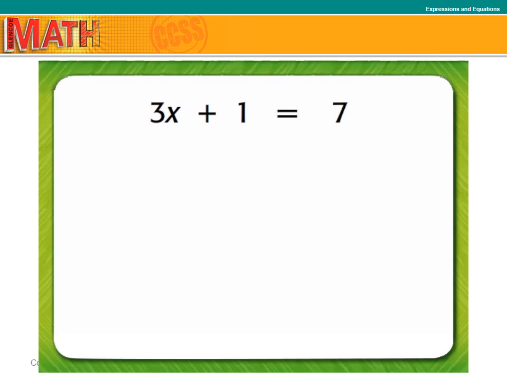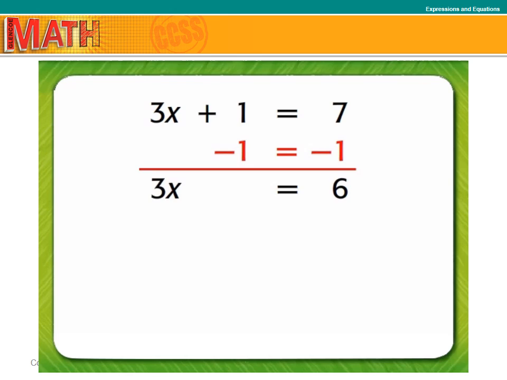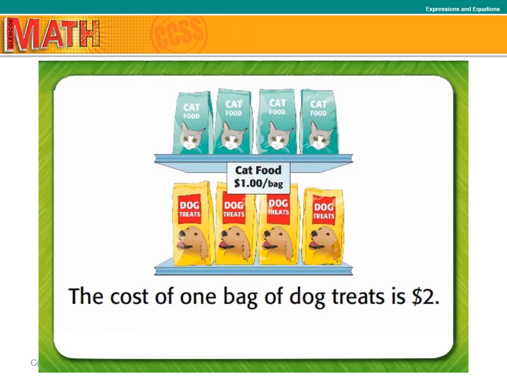You can also use symbols to solve 3x plus 1 equals 7. First, use the subtraction property of equality. Subtract 1 from each side. Next, use the division property of equality to solve for x. Divide each side by 3. Finally, simplify. So, using either method, the solution is 2. So, the cost of 1 bag of dog treats is $2.